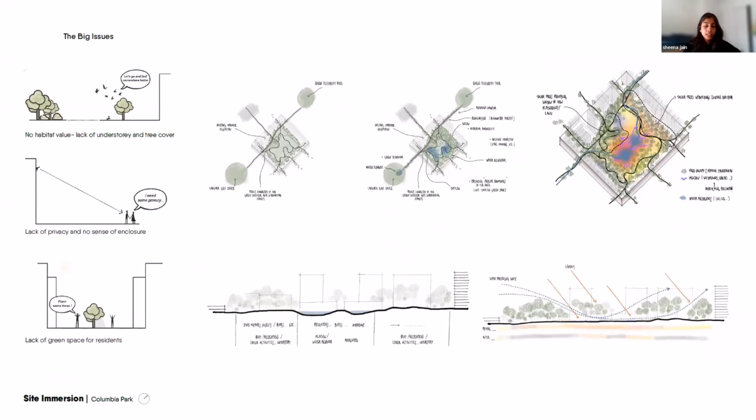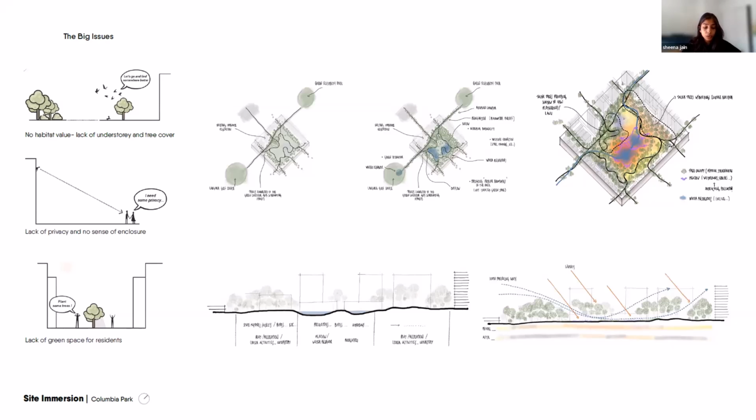This led us to realize the big issues of the site. Firstly, there's absolutely no habitat value. There's a complete lack of understory and tree canopy. As a result of that, there's also a lack of privacy and sense of enclosure. And considering the upcoming redensification, there would be a lack of access to green spaces for the massive number of people who will be living in this area.